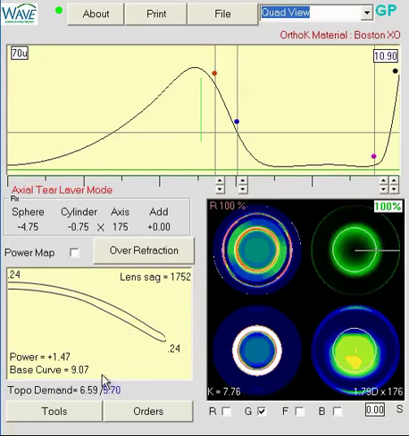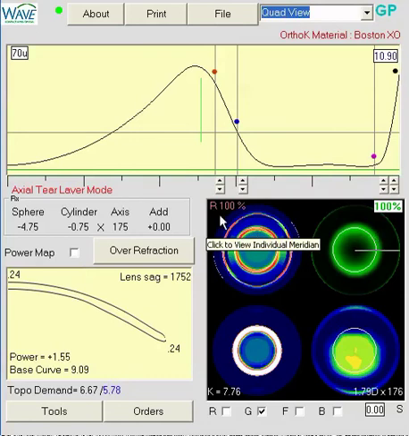Okay, this lens is a little bit flatter. The demand I might bump a tiny bit. So we're about a 9.1 base curve lens now. So I would try this lens design on the patient. It should center well and reduce the total residual myopia that was there. And I would make a very similar lens for the left eye.